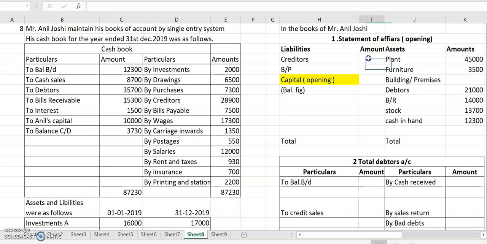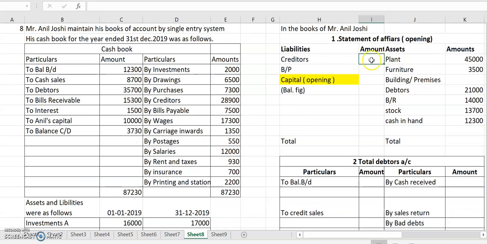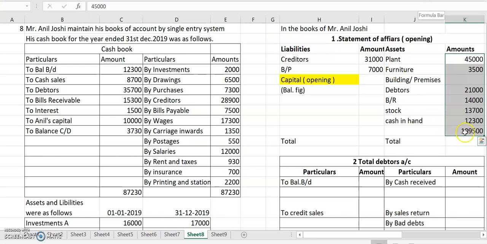Then we move towards the recording of liabilities. Only two liabilities are present, creditors and bills payable. In your opening balances, creditors show 31,000 as well as bills payable 7,000. So creditors are recorded as 31,000 and bills payable 7,000. Then we have to total your asset side first and find your total balance. You can use sum, that is 1,09,500. So 1,09,500 is the total.